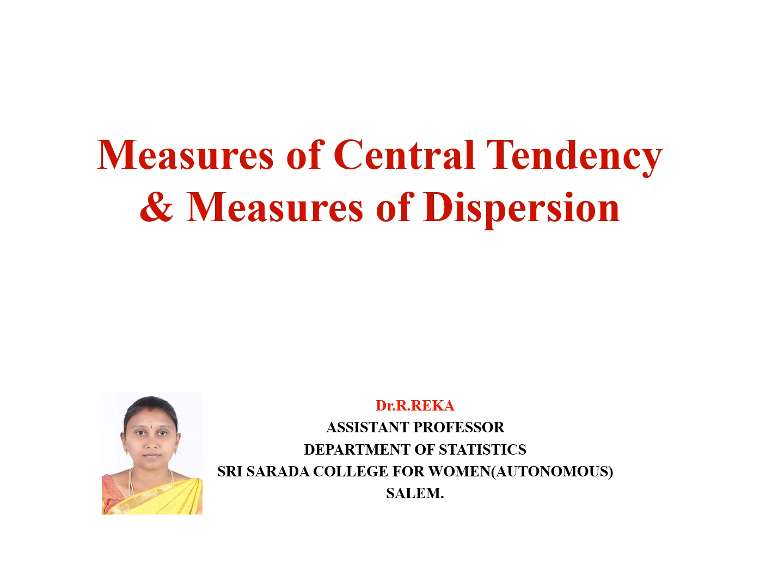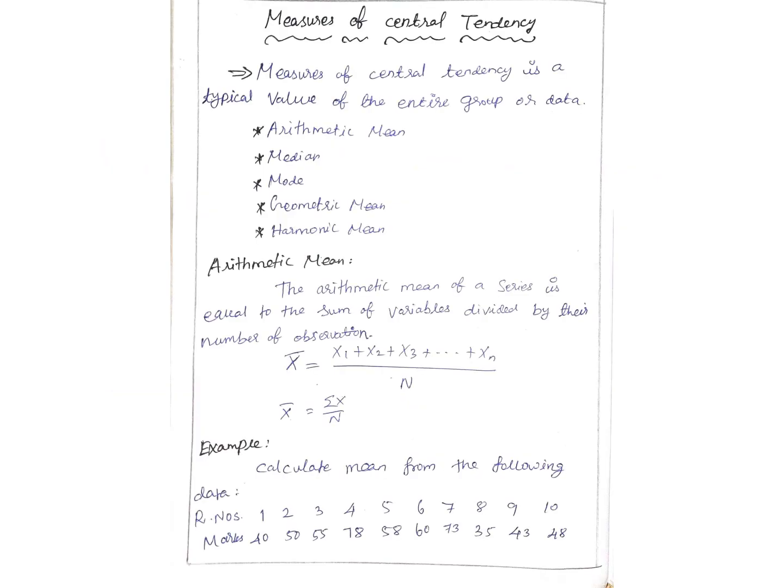Now I am going to talk about measures of central tendency and measures of dispersion. Measures of central tendency: it is a typical value of the entire group or data, which describes the characteristics of the entire mass of data. It reduces the complexity of data and makes them comparable. It is generally called a measure of central tendency or the average. The following are the important types of averages: arithmetic mean, median, mode, geometric mean and harmonic mean.